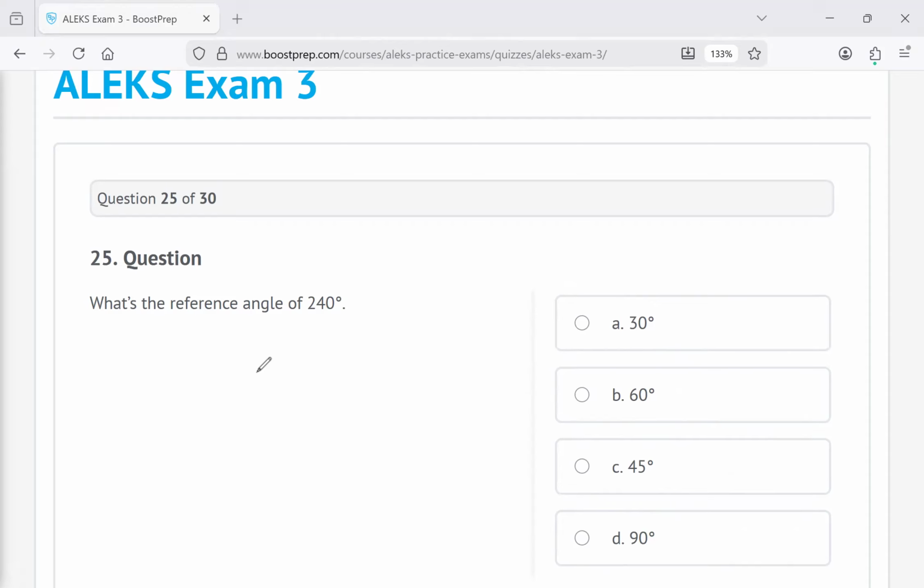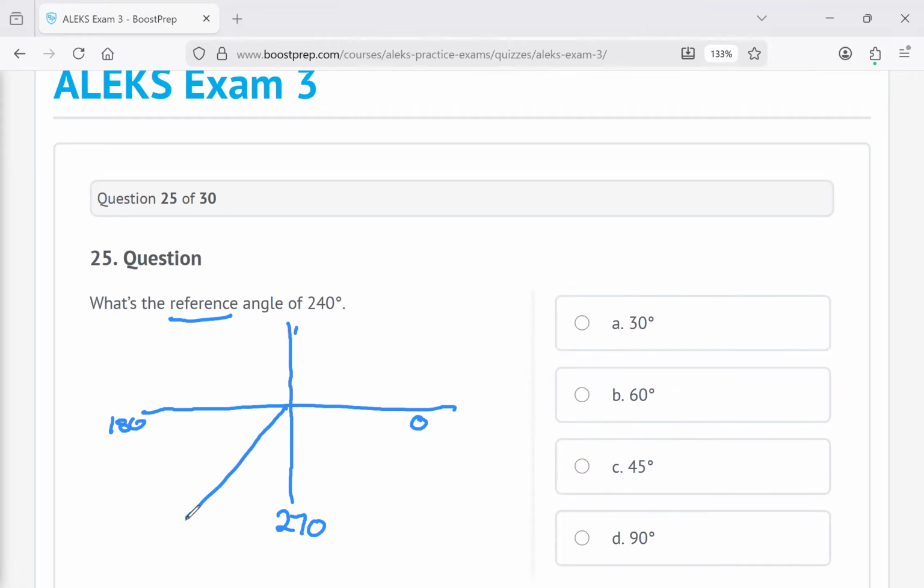Okay, what is the reference angle for 240? So reference angle is not the same thing as coterminal. It's like the smaller angle. So first locate where 240 is. So here's 0 and 270. So 240 is right about here.